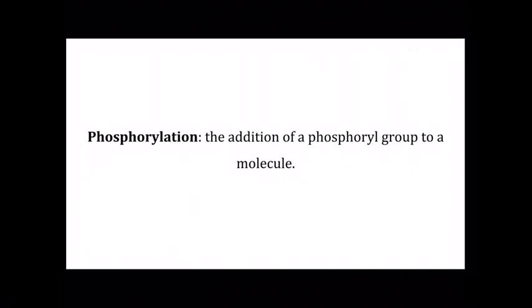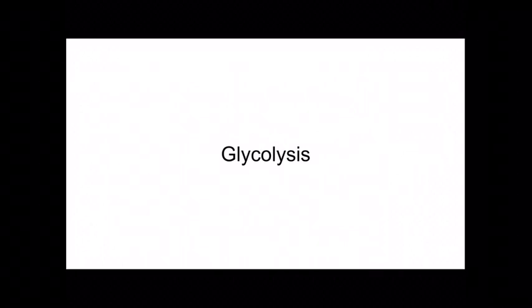So phosphorylation is a word that you hear in the process of making ATP. So if we have ADP, adenosine diphosphate, if we phosphorylate that, in other words, we add a phosphoryl group to that ADP, we turn it into ATP. And that's what we're doing when we're making ATP, is we're doing this phosphorylation process. We're adding this phosphate group to turn it into ATP. So that's a term that we'll hear at the end of all of this.